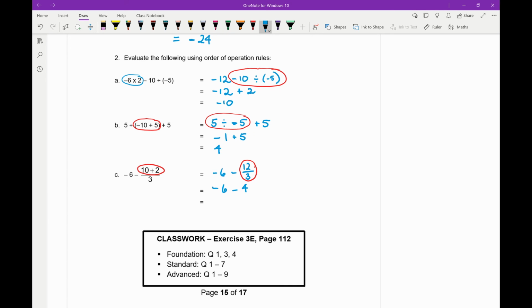Now I can do the subtraction, starting at -6 on the number line. I want to take off 4 more, so going down 4 more on the number line will give us the final answer of -10. Okay, so please set your questions out. I want to see the working just like I'm showing you here. It is the most reliable way of making sure that you get the right answer and are following the steps properly.